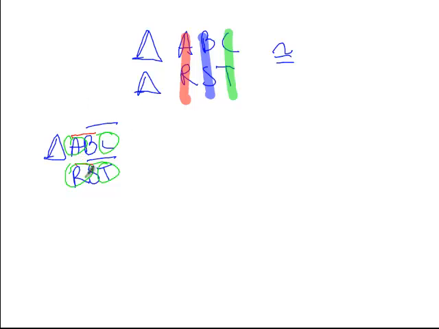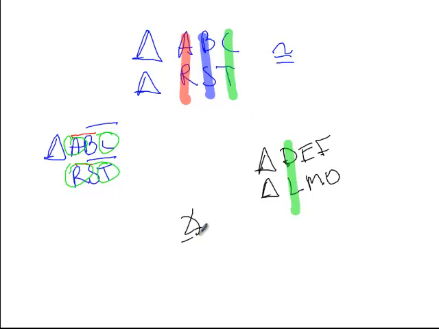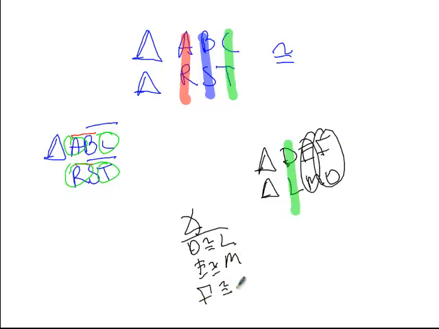You can follow the pattern. You don't even have to look at a diagram. I could write this statement right over here. Triangle DEF is congruent to triangle LMO, and ask you to identify the corresponding parts. You should be able to say D and L are corresponding angles. E and M are corresponding angles. Angle F is congruent to angle O.